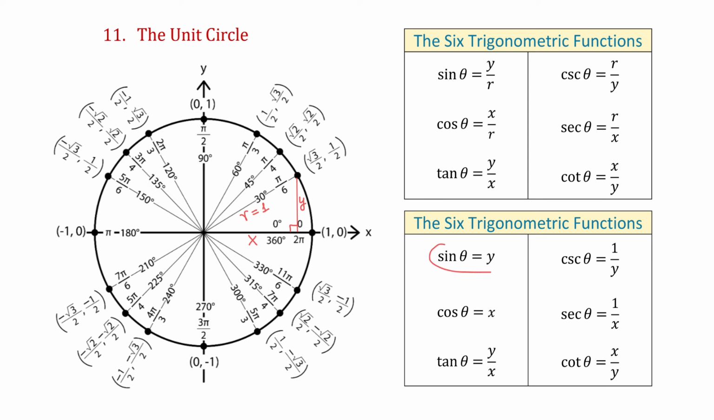So if sine of theta equals y and cosine of theta equals x, then on the unit circle, the x-coordinate represents the cosine of the given angle, and the y-coordinate represents the sine. So again, x represents cosine and y represents sine. For example, we can say that sine of 3 pi over 4 equals square root of 2 over 2. Cosine of 270 degrees is 0. Sine of 240 degrees is negative square root of 3 over 2.